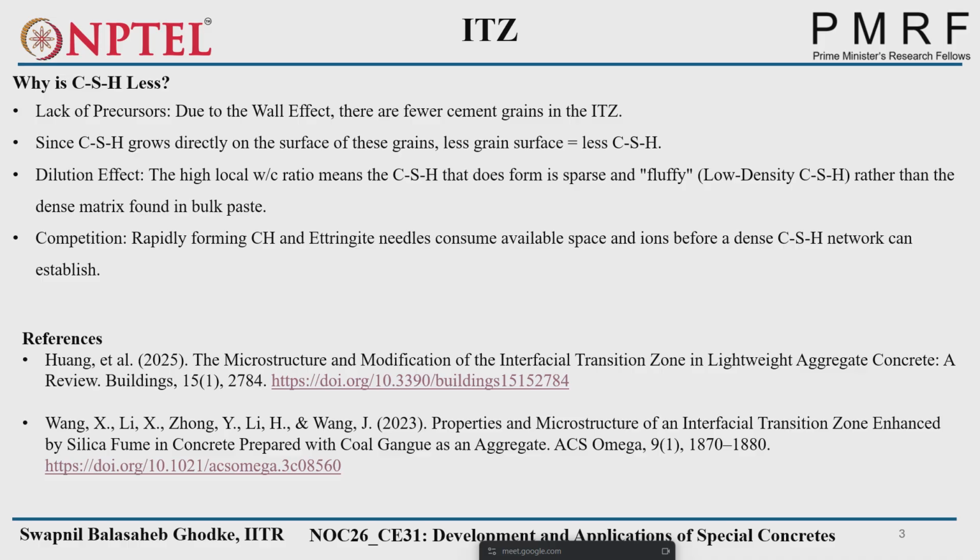In the case of high strength concrete, the crack will not follow a path surrounding the aggregate. It will follow a crack path within the aggregate itself. Why the ITZ is strong in that case is also researched, and plenty of research papers are available, so you can read those also.